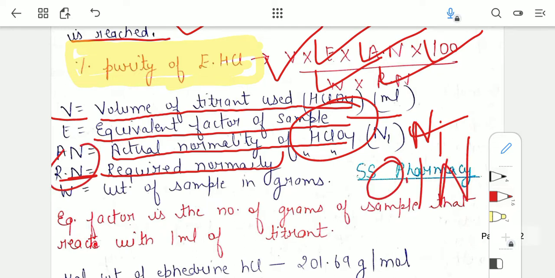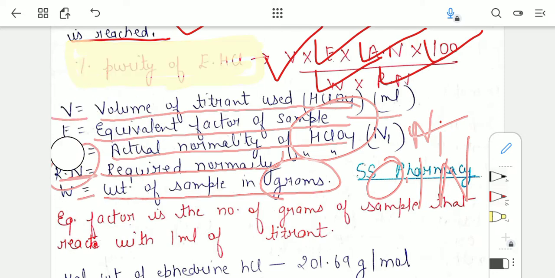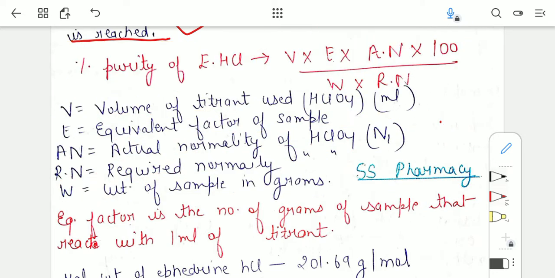And W is the weight of the sample in grams, which is, sorry, not sodium, which is ephedrine hydrochloride. So all the rest of the values we can easily calculate. The main thing over here is the equivalent factor, which is E. That we will see how we have to calculate.